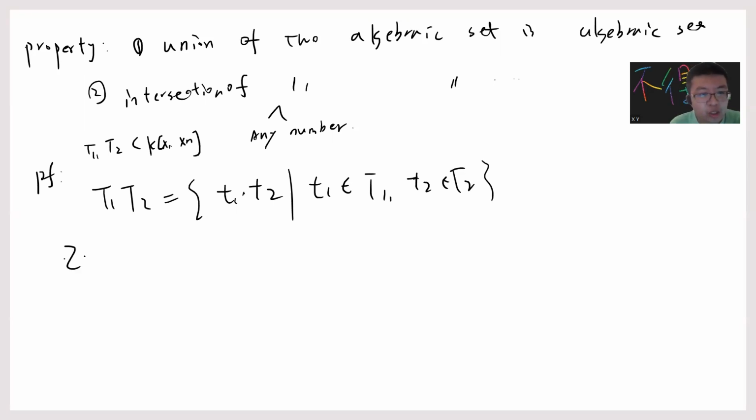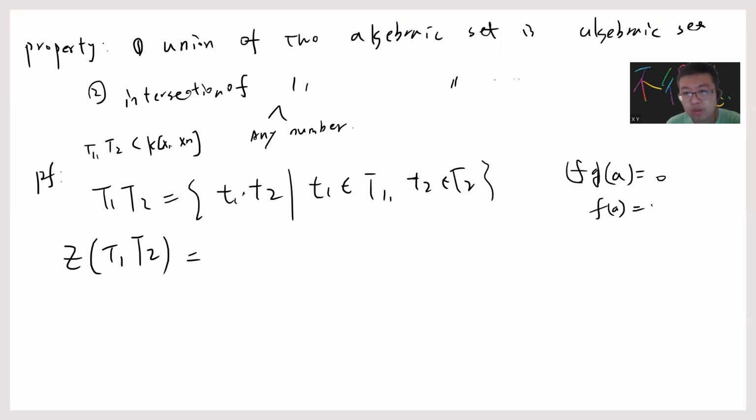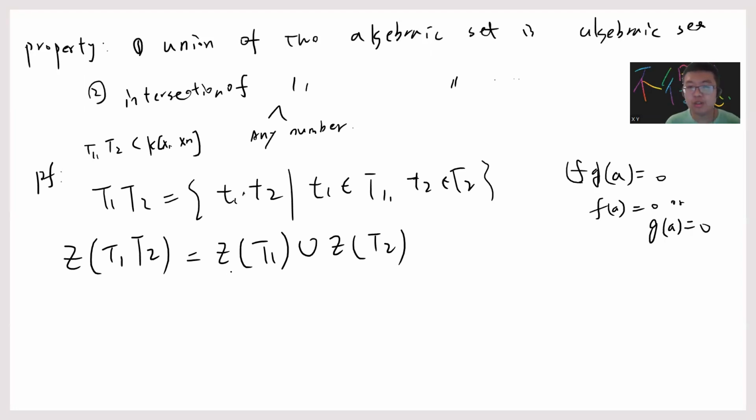Okay, so you can ask what the zero locus of T1 T2 is. I mean, if x is in Z of T1 T2, it means that either T1 is 0 or T2 is 0, right? Because if f g at a is 0, it means that f of a is 0 or g of a is 0. So you can easily prove that. I think this is very trivial, so I don't want to prove it, but you can write down the detailed proof. This is trivial.